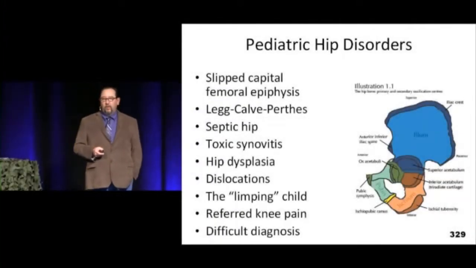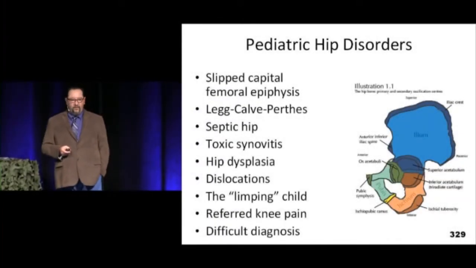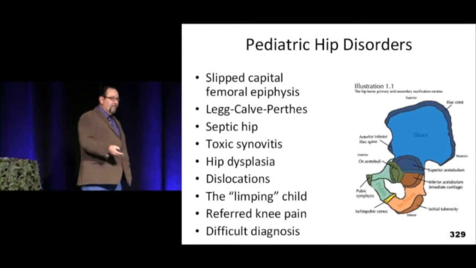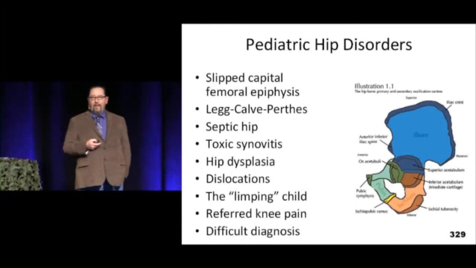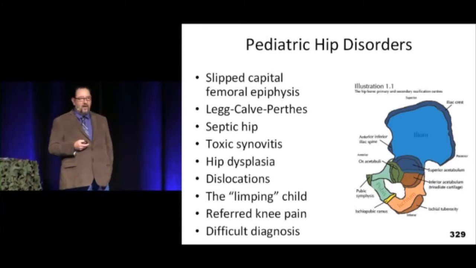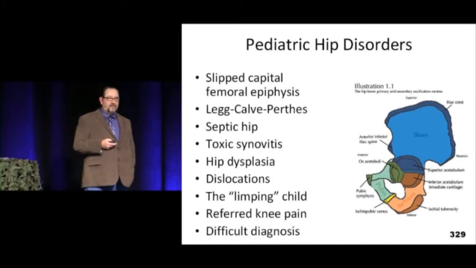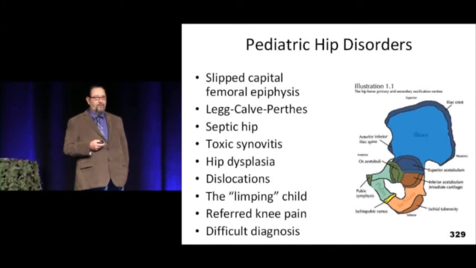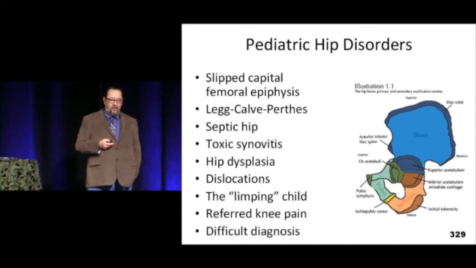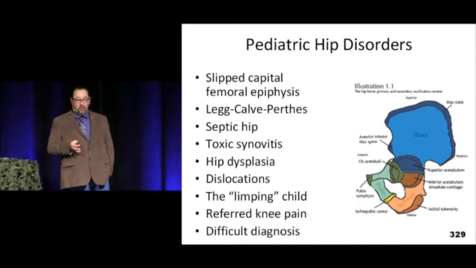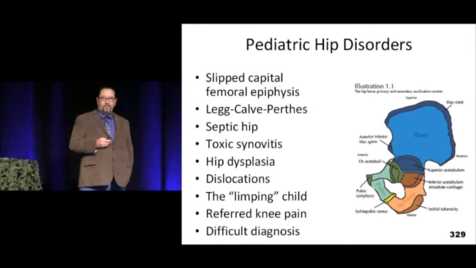All right, let's talk. We're going to talk on the kid side first. So here's sort of a menu of the pediatric things that we're going to worry about: slipped capital femoral epiphysis, Legg-Calvé-Perthes, the septic joint, toxic synovitis, sort of more of a teen, hip dysplasia, the little kiddies, small ones, where dislocations don't take a lot of force, and then the limping child.